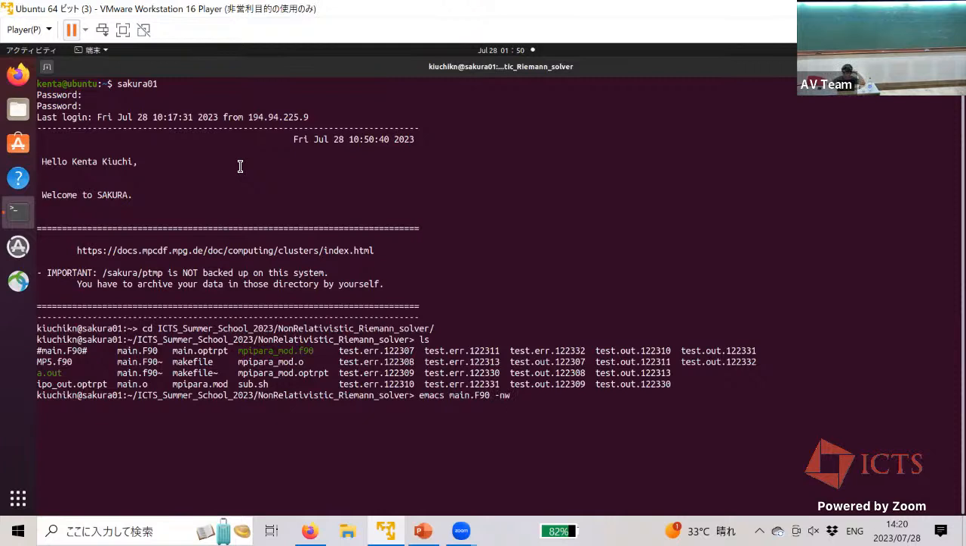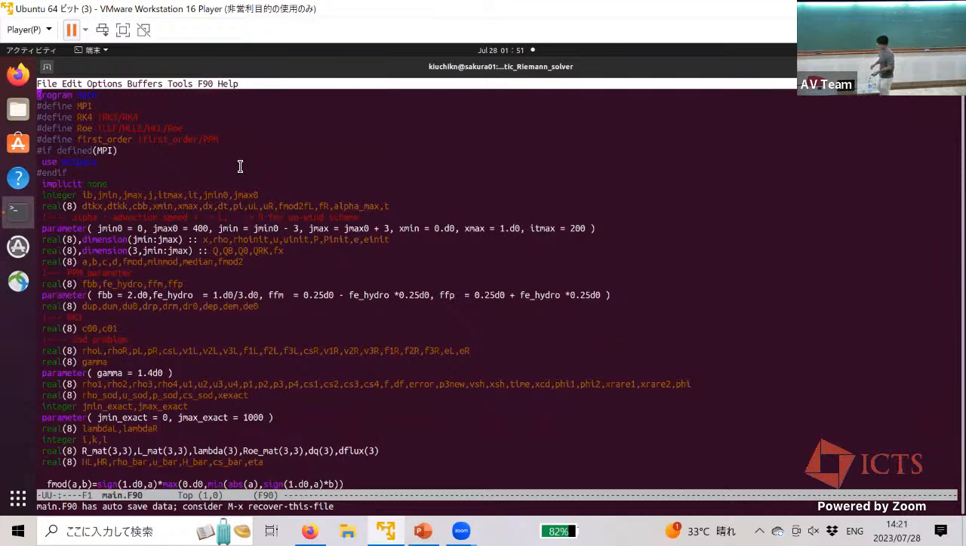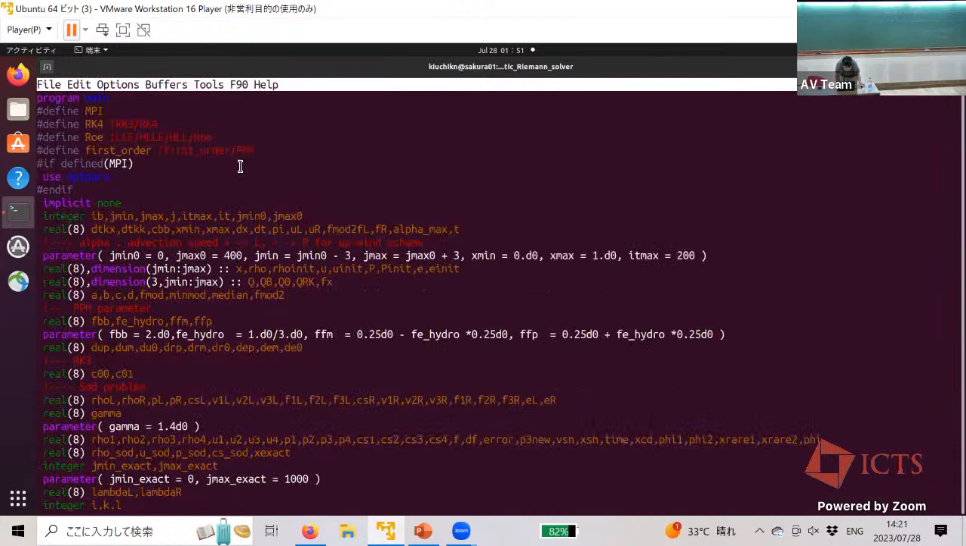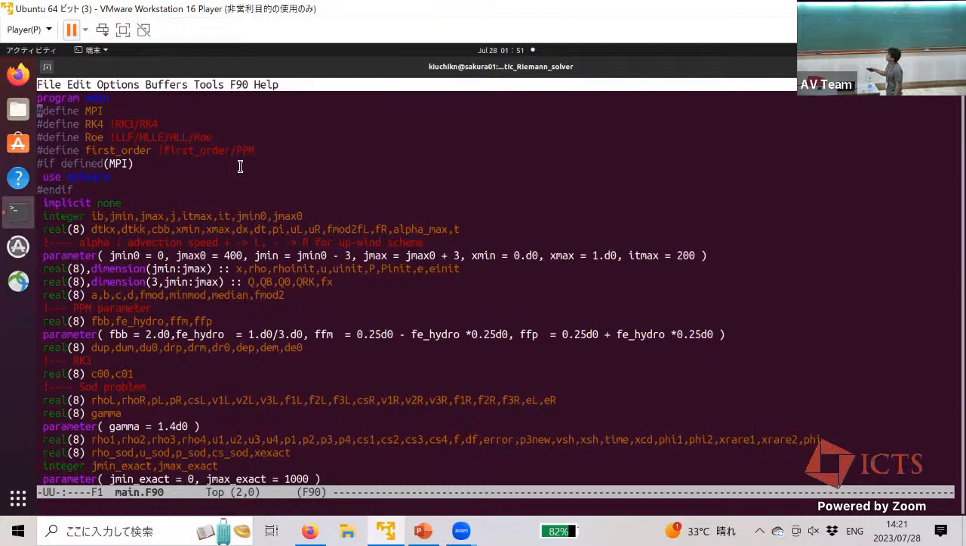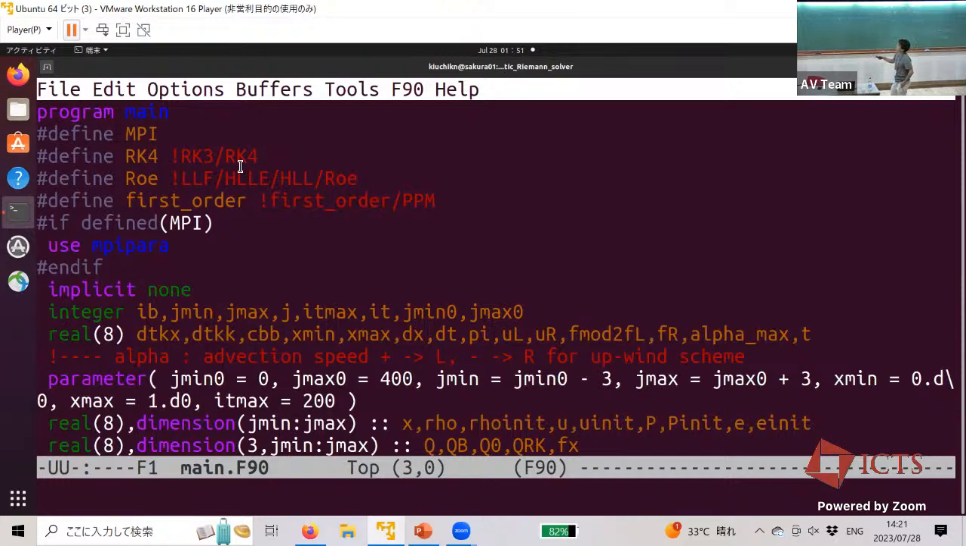main.f90 is the main file for this program. In this sample program, I added a couple of options to specify, for example, the time integration scheme, where RK4 means fourth-order Runge-Kutta, and RK3 is Runge-Kutta 3. This line specifies the time integrator. If you specify RK4, you are going to employ the Runge-Kutta 4, and in the RK3 case, the three-step Runge-Kutta.